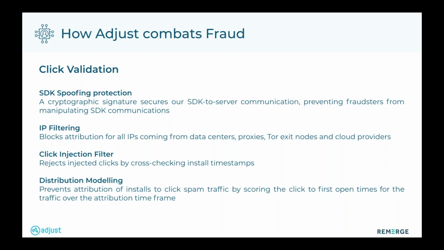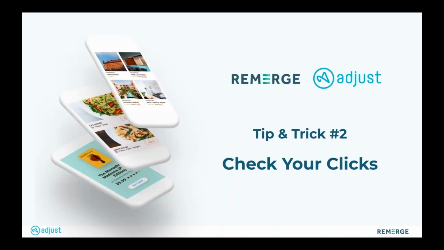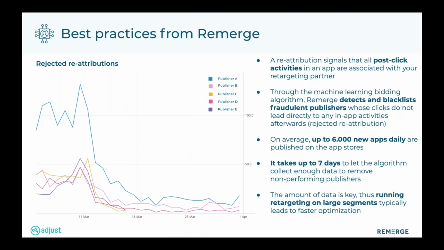So this is what we want to bring, and we believe it's also going to bring much more transparency between our clients and partners, so that in the end, clients have more trust in partners that are able to validate their clicks and prove that they actually displayed an impression before the clicks were generated. Coming to checking these clicks, we want to also talk about this second tips and tricks. How can we make sure that we check our clicks, and how is this done on Remerge side? Could you explain to us a bit more about how you're looking at reattribution signals, and how do you apply this information into your algorithm?